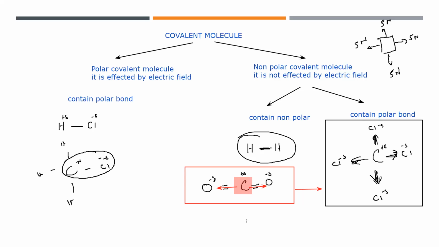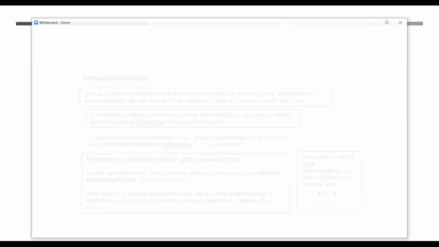In case of H2O, what happened? H2O is not a linear structure. H2O is a bent or V-shaped structure. So if this is oxygen, there are two lone pairs on oxygen and two bond pairs. So this is a bent or V-shaped structure for water.